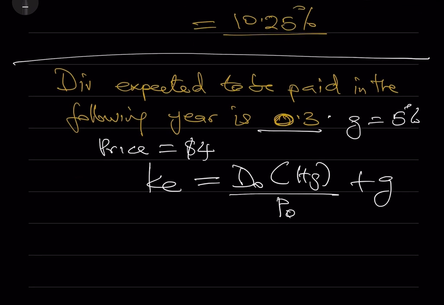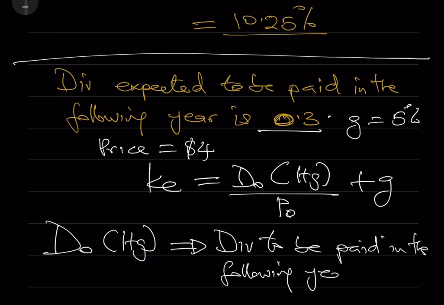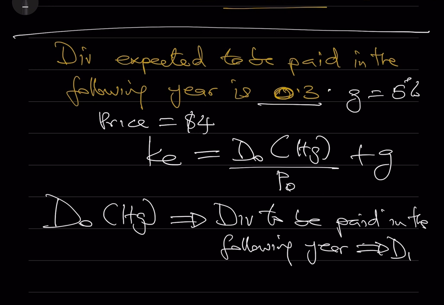So what this means is that D naught into 1 plus G, please take note, is the same thing as the dividend to be paid in the following year, so next year. In fact, another way to call it is D1. D naught, D0, is now, the dividend paid now. D1 is the dividend that will be paid next year.